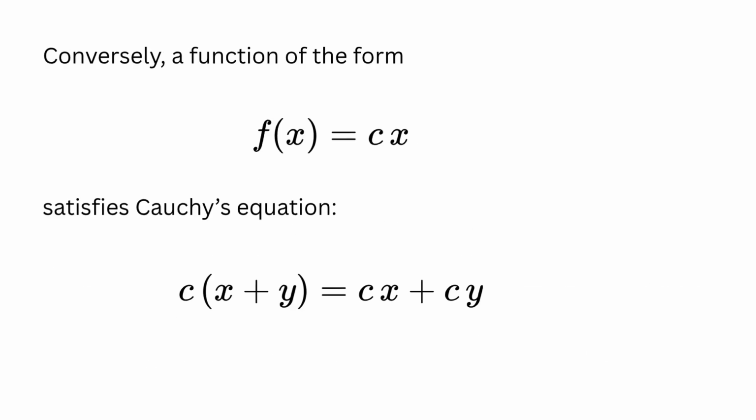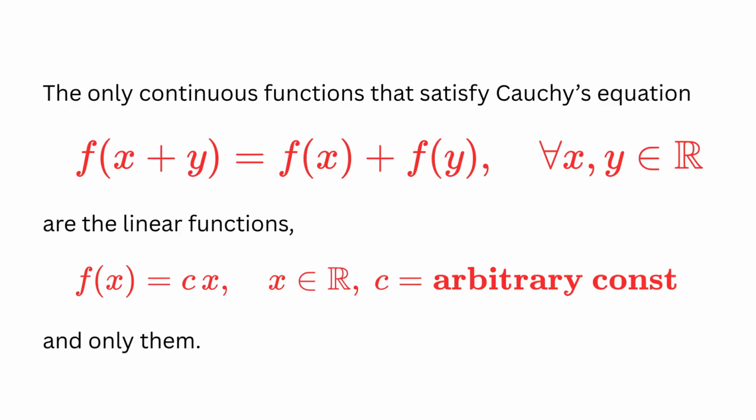Conversely, any function of the form c times x satisfies Cauchy's first functional equation. Therefore, we have proven that if the function f is required to be continuous, Cauchy's first functional equation is solved by the functions of the form c times x, and only them.